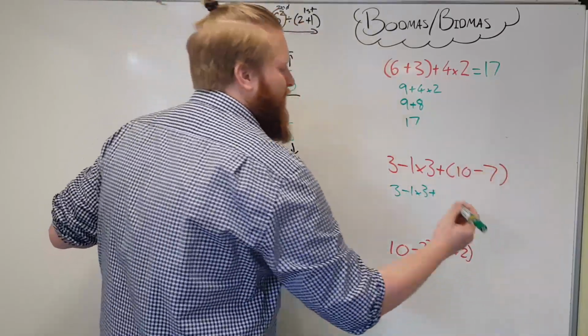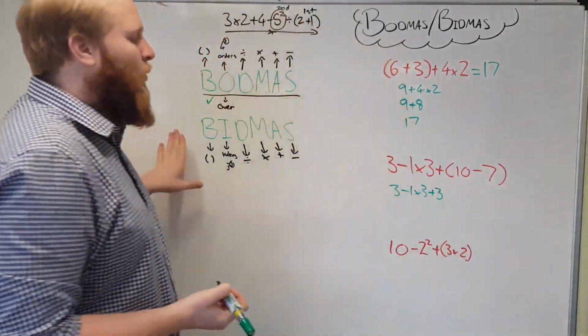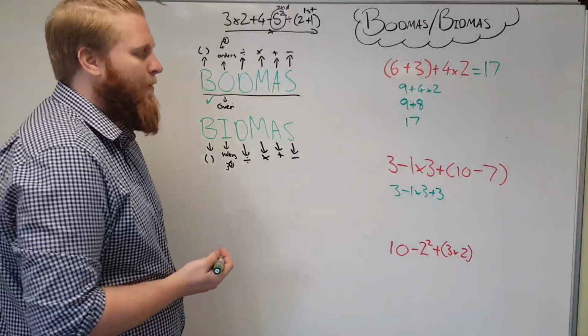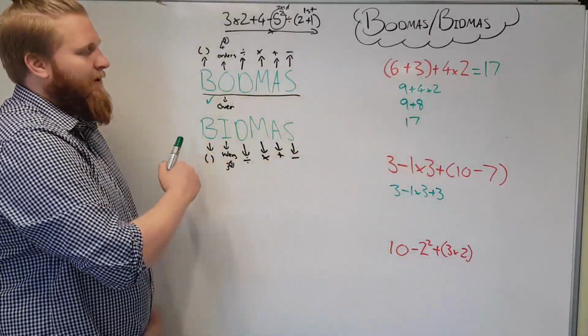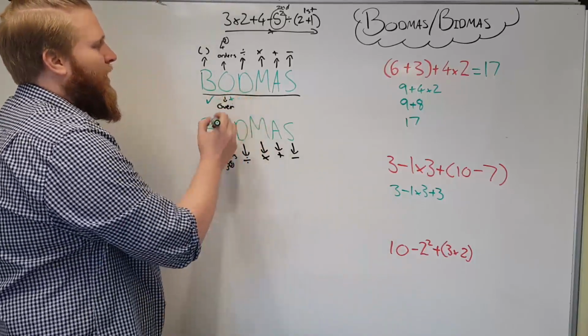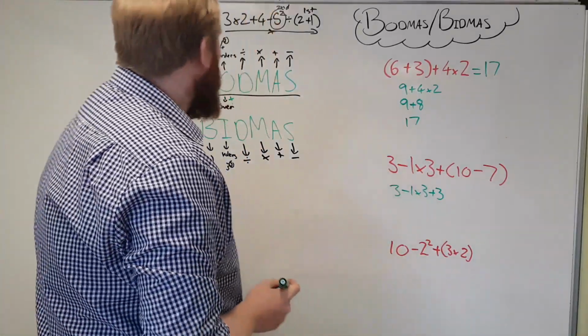10 take away 7 is 3. So now I've got 1 take away 3 times 3 plus 3. Lots of 3's in there. Okay, so let's keep working our way down. Orders, luckily none in there, so don't do them. Division, no division in there.